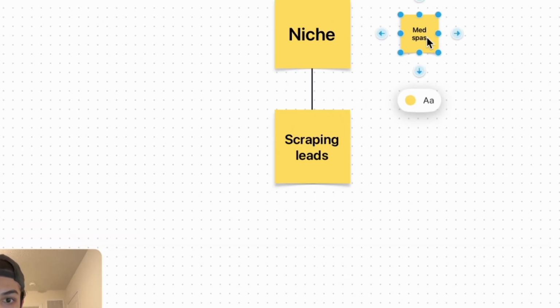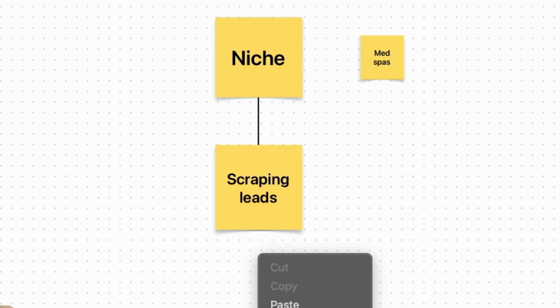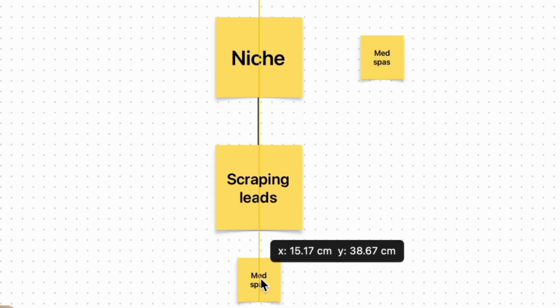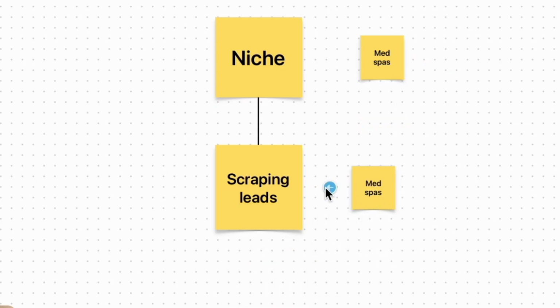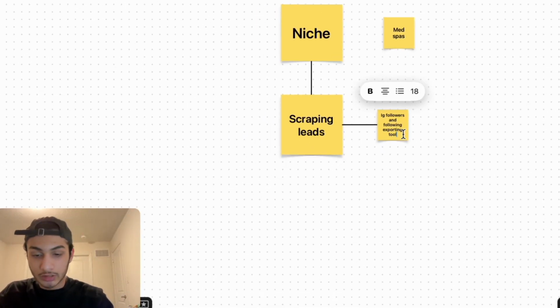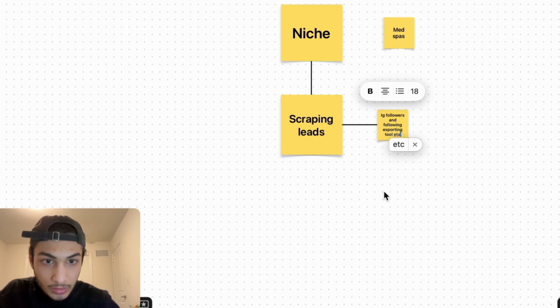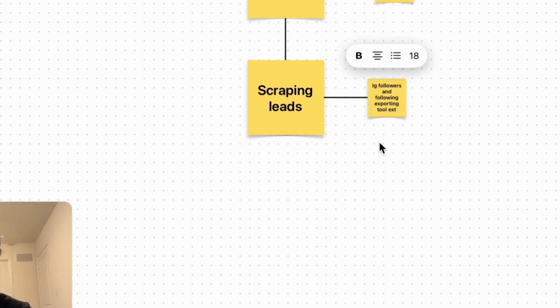The first option is the one I use: IG Followers and Following Exporting Tool. This is the exact name. By far, this is the best. It's a Chrome extension, and you can find it on the Chrome Web Store. There are other ways, but this is what works for me.